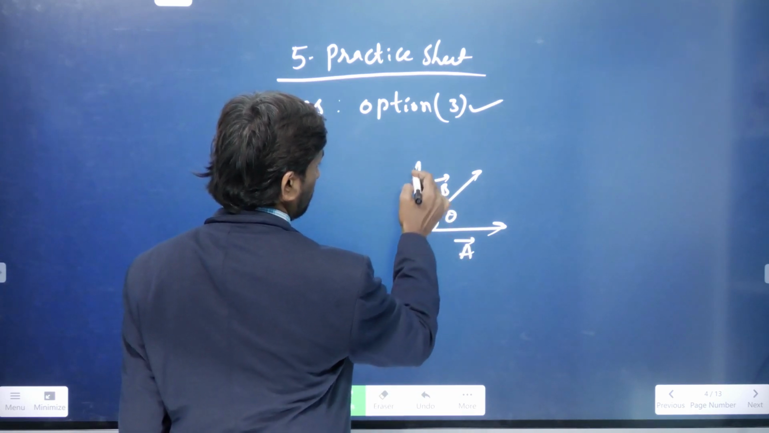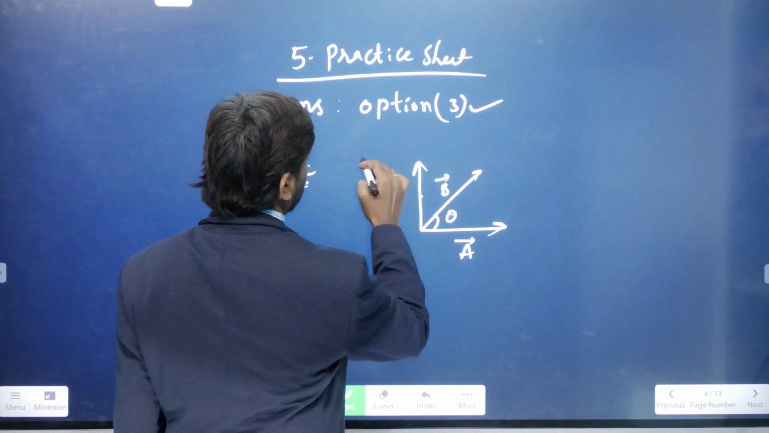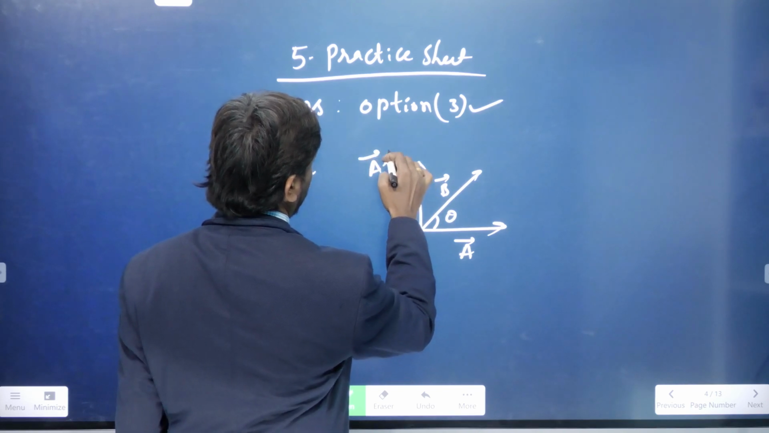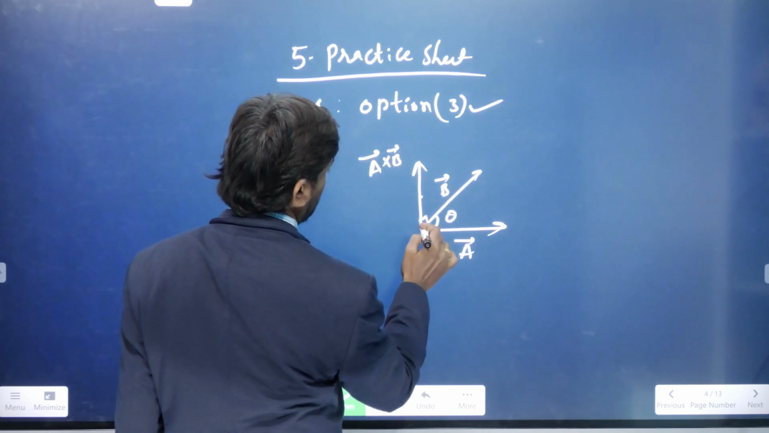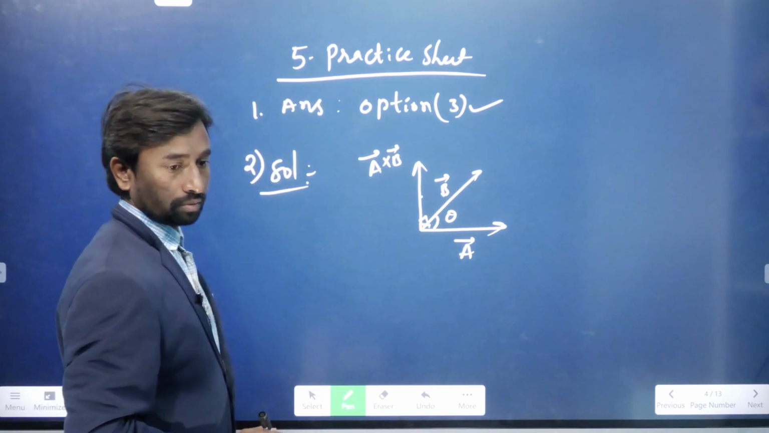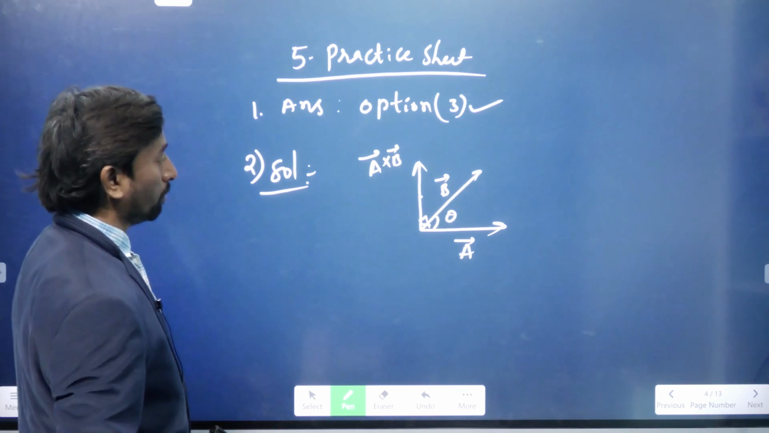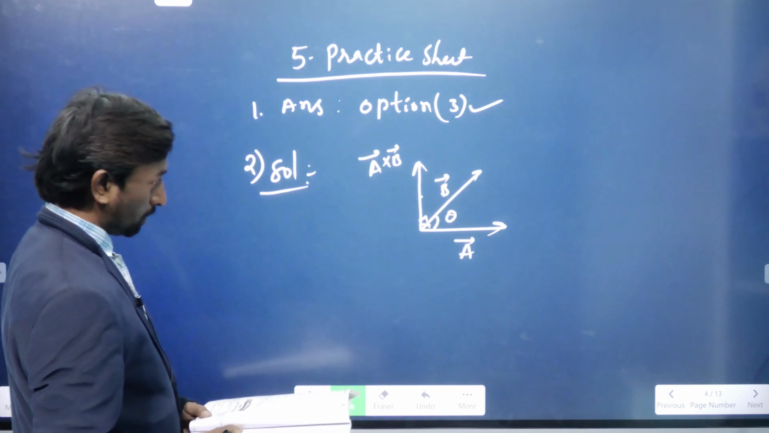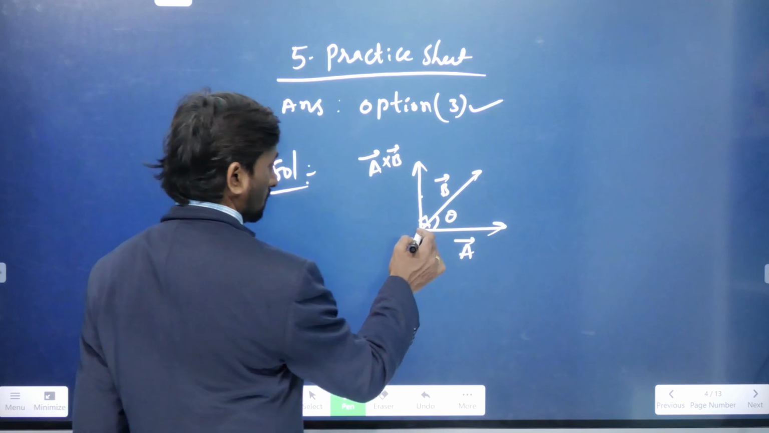So this we can write here a bar cross b bar. This vector is perpendicular to this one and perpendicular to this vector. A bar cross b bar is mutually perpendicular. Okay, it is upward there. Now b bar cross a bar. So b bar cross a bar will be how? The b bar cross a bar will be like this.